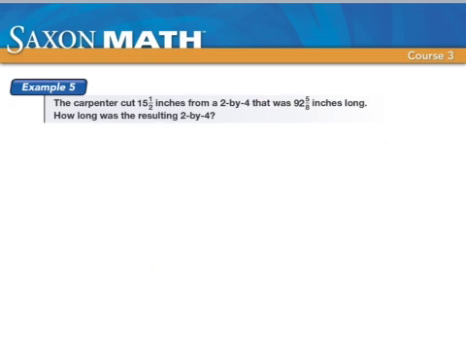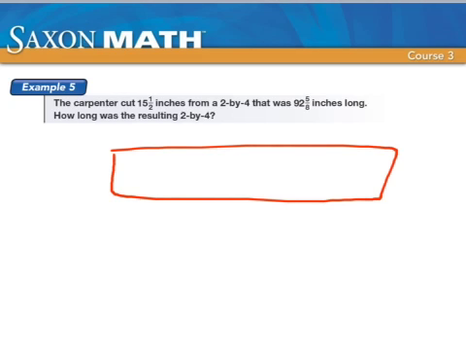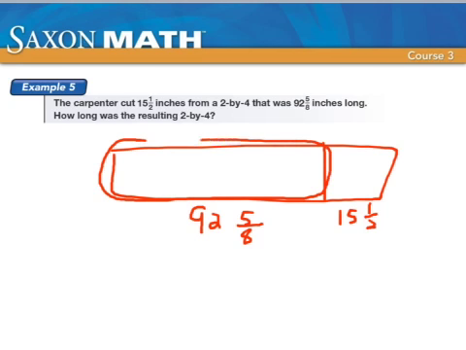The carpenter cut 15.5 inches from a 2x4 that was 92 5/8 inches long. How long was the resulting 2x4? So here's our big piece of lumber, and it is 92 5/8 inches long. And off the end of that we are cutting 15.5 inches. I want to know how much is this piece right here. How big is that? Well, we need to take the whole entire thing that we had, 92 5/8, and subtract our 15.5.